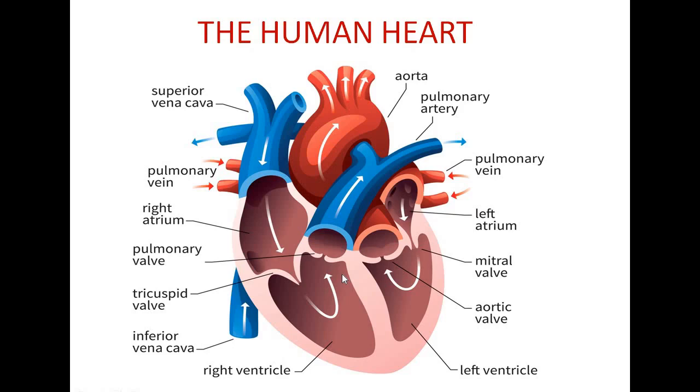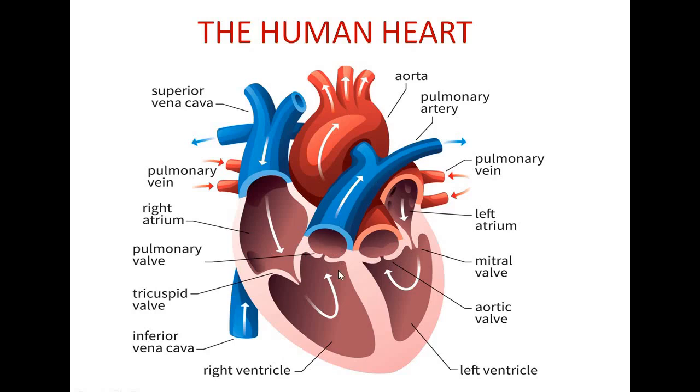The blood vessels present in the human heart are the vena cava, pulmonary artery, pulmonary veins, and the aorta. The valves present in the human heart are the tricuspid valve present on the right side, the bicuspid valve present on the left side, the aortic valve present below the aorta, and the pulmonary valve present below the pulmonary artery.